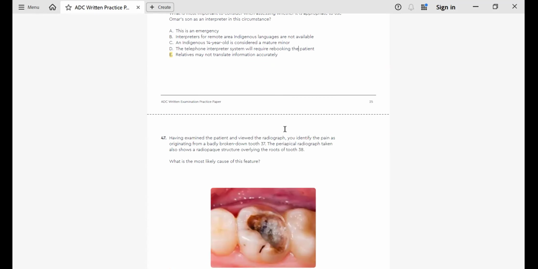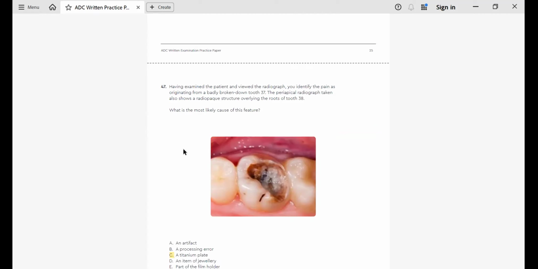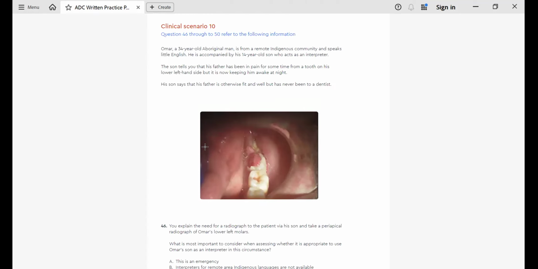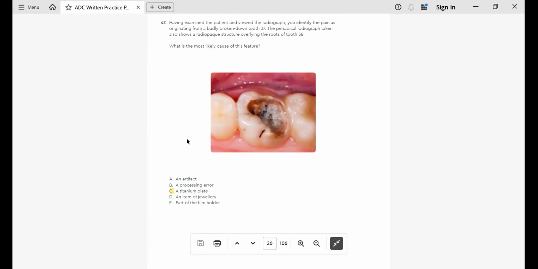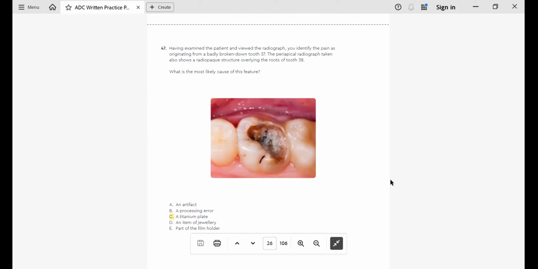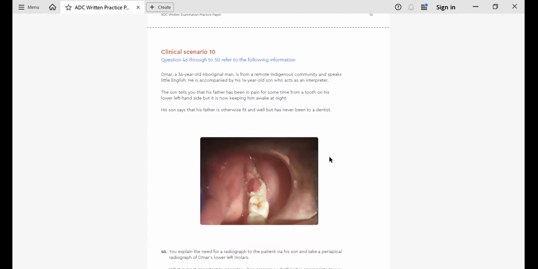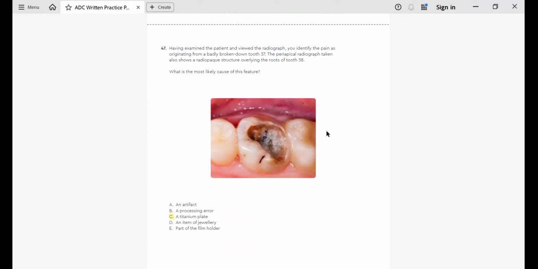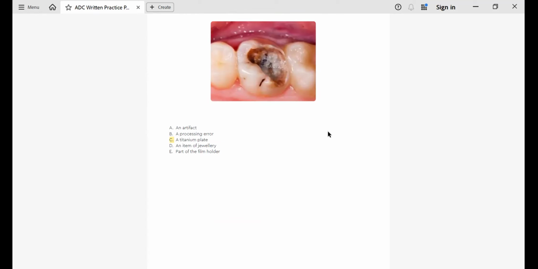Having examined, what is the most likely cause of this feature? Okay, now this was a bit confusing because ADC has not given you any X-ray in this case. But I think we had an X-ray in the portal question, which was the same question. So there was a titanium plate, right, which was the radiopaque structure that you can see. But I think there is no X-ray here. So a bit of laziness on ADC's part, but we can't do much about it, right?